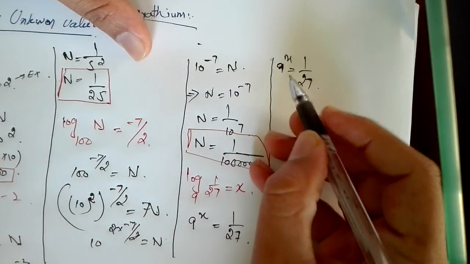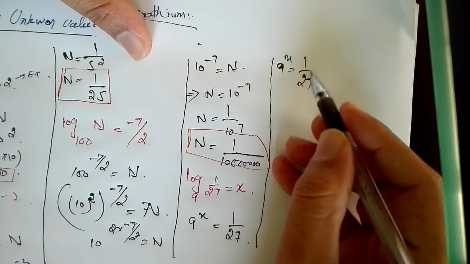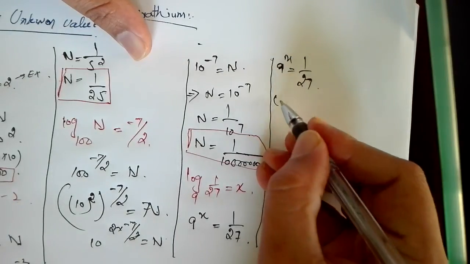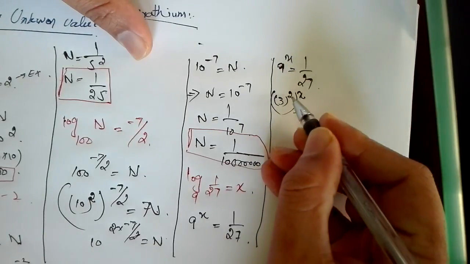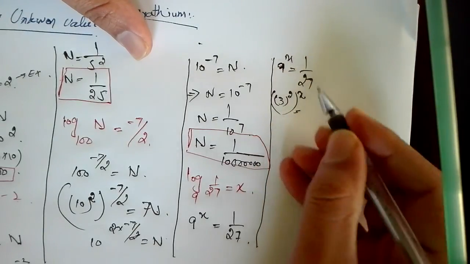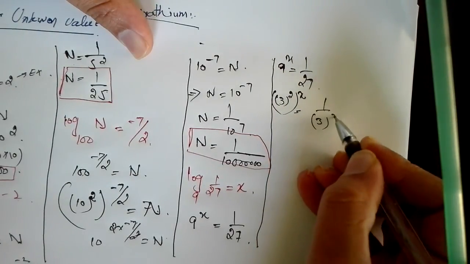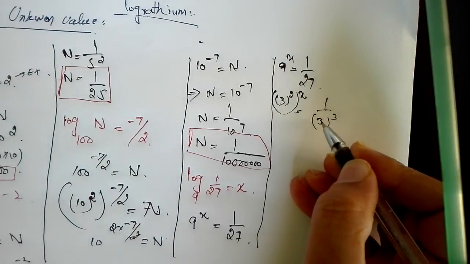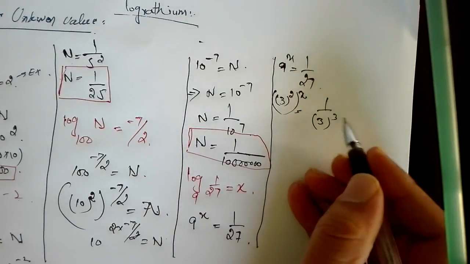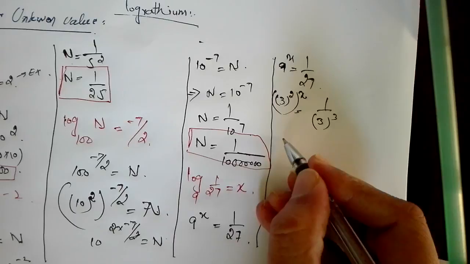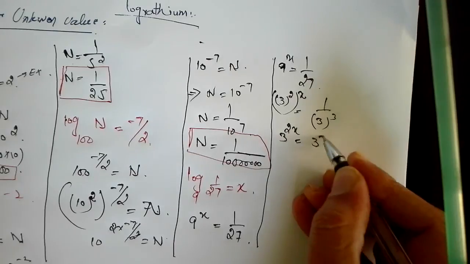Now we will make the bases the same. So when bases are the same, definitely the powers will be the same. We can write 9 as 3 power 2, so it becomes 3 power 2 into x. 3 threes are 9, so I wrote 9 as 3 power 2. I can also write 27 as 3 power 3, since 3 threes are 9 and 9 threes are 27. I will take it into the numerator, and it will become 3 power 2x. This multiplies with each other, and here it will become 3 power minus 3.